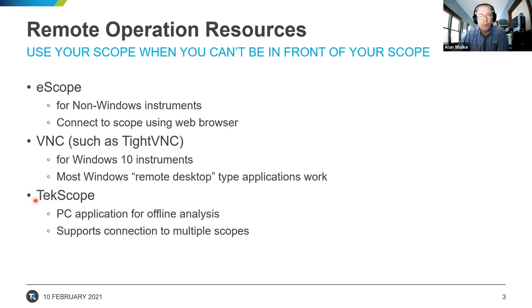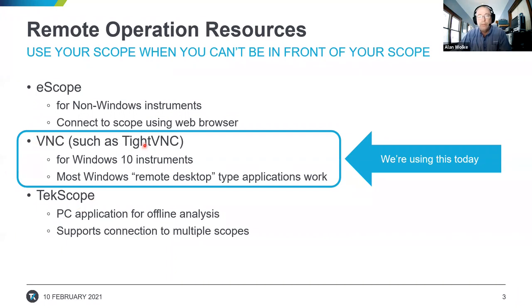We've got an offline program called TekScope, and it basically is the same scope user interface, but literally running on your PC as an application. You can use that to do offline analysis of data that was collected by you or by your colleagues. It also supports connections to multiple scopes. It doesn't give you the live operating experience like the prior two things do, but it does allow you to combine waveforms from multiple scopes. So if you had two 8-channel scopes, you could have 16 waveforms all together in TekScope on your desktop.